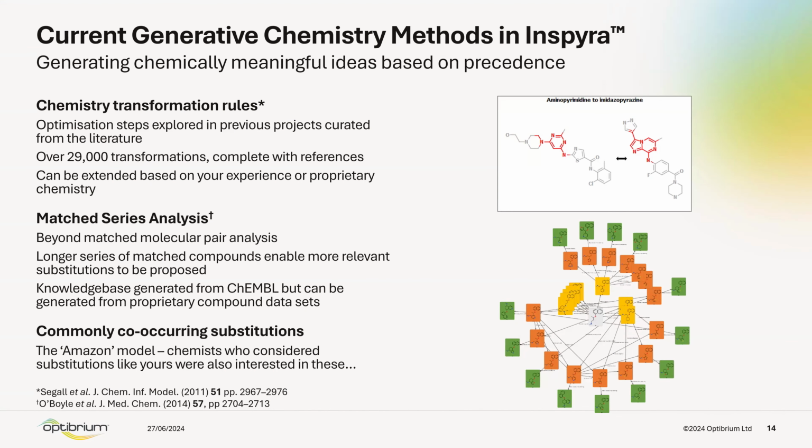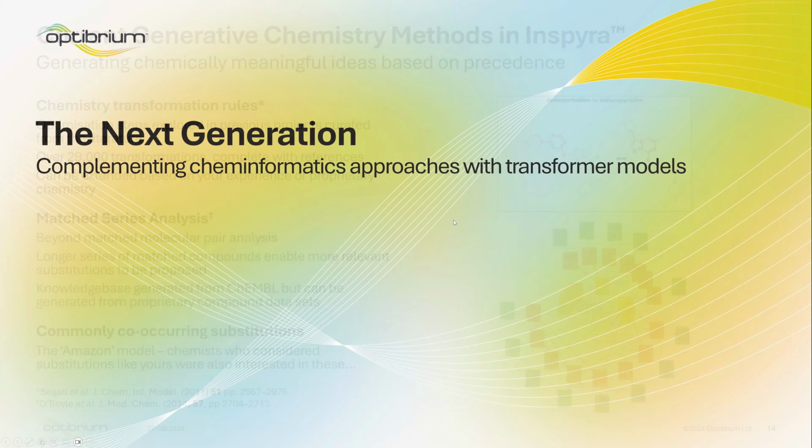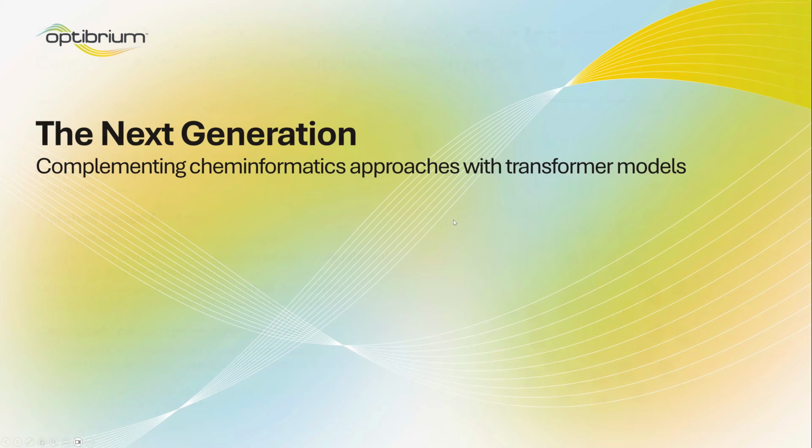So again, just a quick example of how we can use this approach to explore many, many different optimization strategies using this broad range of generative chemistry methods. But with that introduction, I'm going to hand over to Michael now, who's going to tell you more about how we can actually take the next generation of generative chemistry approaches and apply transformer models within this broader context. So over to you, Michael.